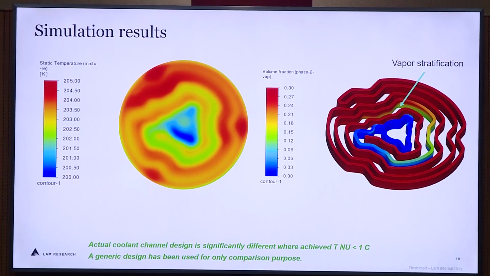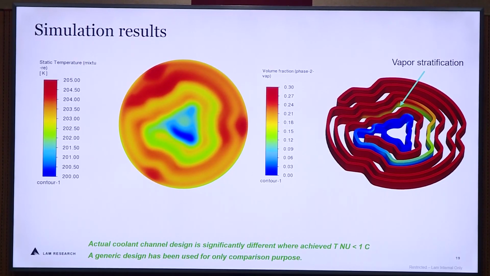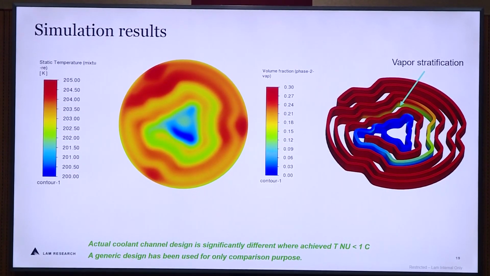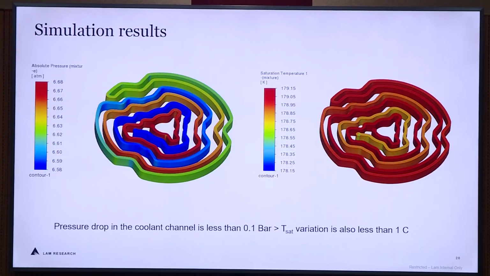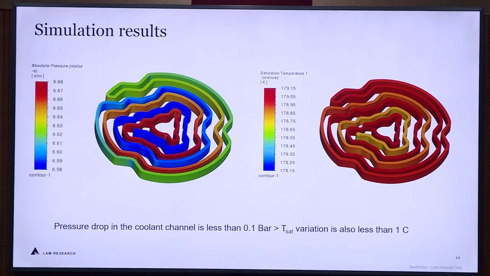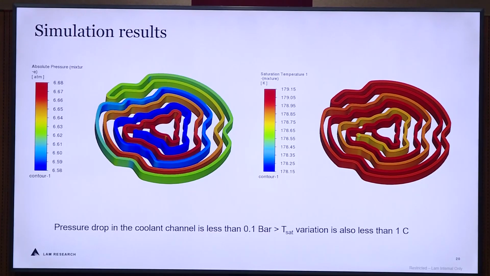So these are some of the simulation results for the temperature map, and of course we see some of the vapor stratification this model captures, and by changing the flow rate and the design, we can actually avoid some of this vapor stratification. Another part of this model is that we use real gas properties from the NIST database, real thermodynamics data, and as a result, for any pressure variation in the system, we can calculate the saturation temperature variation. As you can see, this is a very simplistic channel. We have only a pressure variation of 0.1 bar from inlet to outlet, and a saturation temperature variation of less than 1 degree centigrade. So that is good.